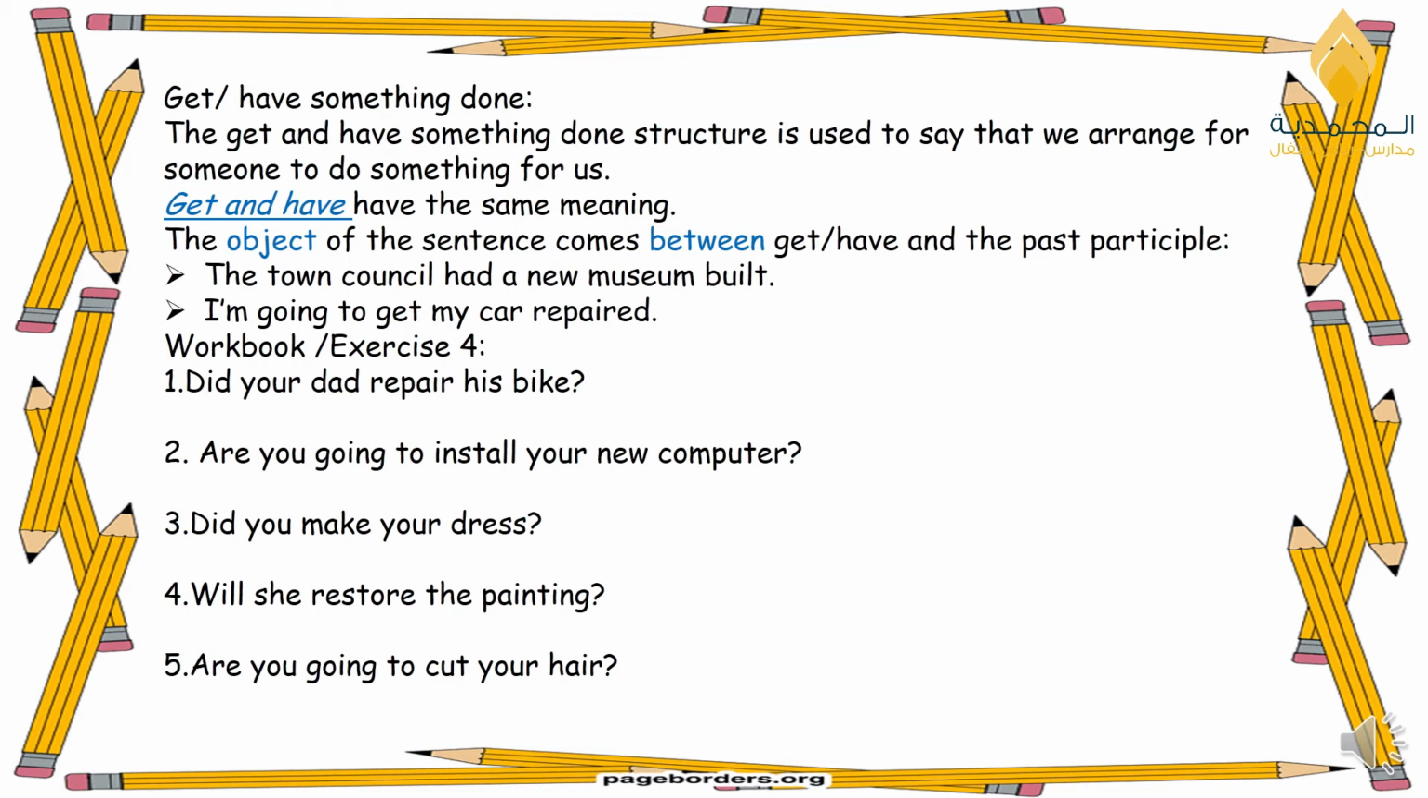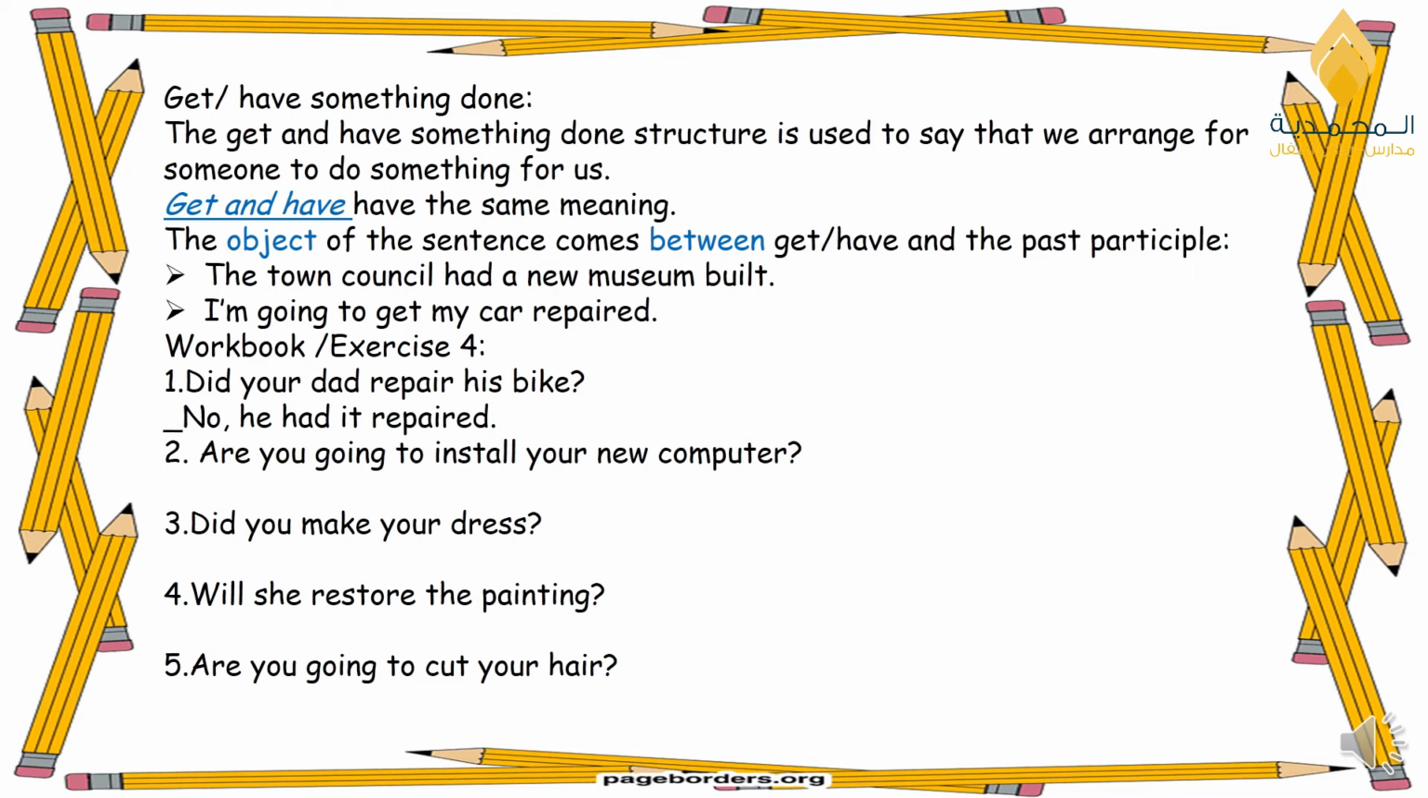I chose for you exercise number 4 from your workbook, unit 5. We have to put the answers in the get or have something done structure. Clear? So the first question says, did your dad repair his bike? I'm going to answer no, he... what do you think? Shall I put have it repaired or had it repaired? I have to put had it repaired or got it repaired. Why? Because I have did, so I'm asking about something that happened in the past. So the answer is no, he had it repaired. It refers to the bike, and you can see that it came in the middle between had and the verb 3, repaired.